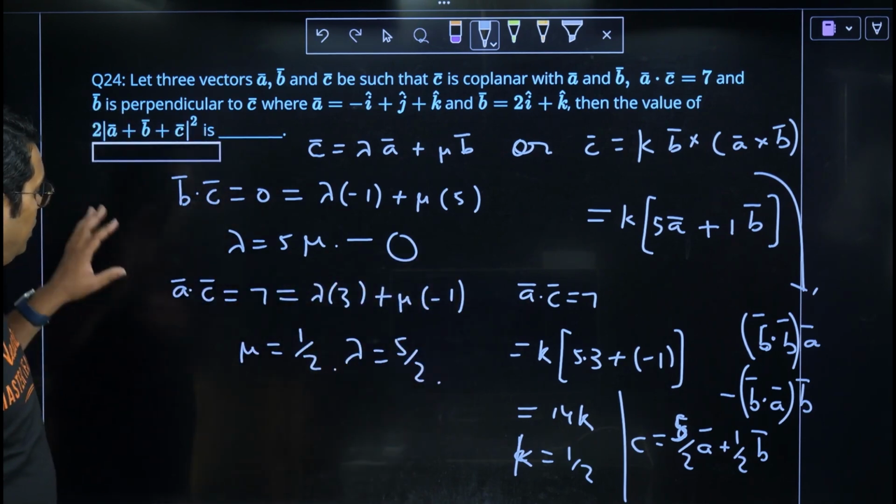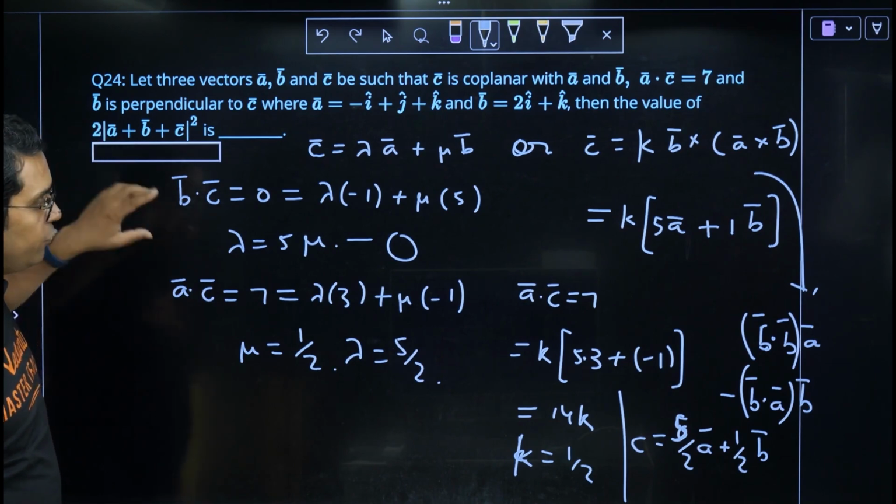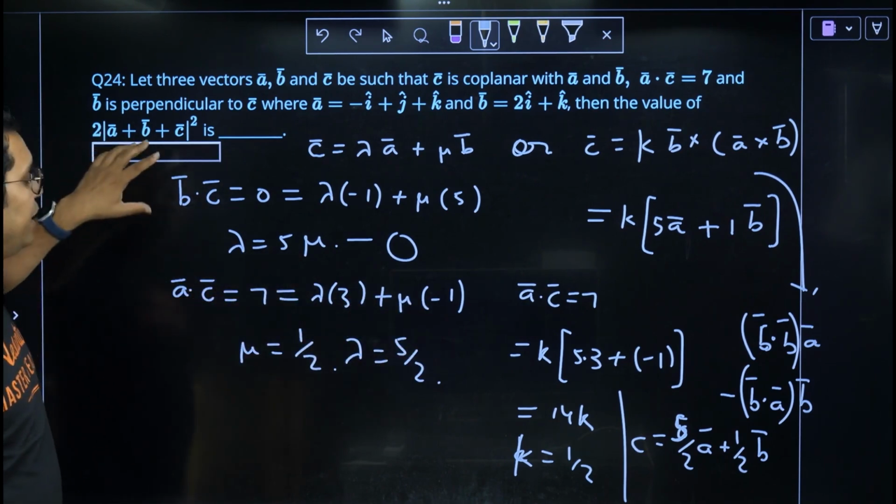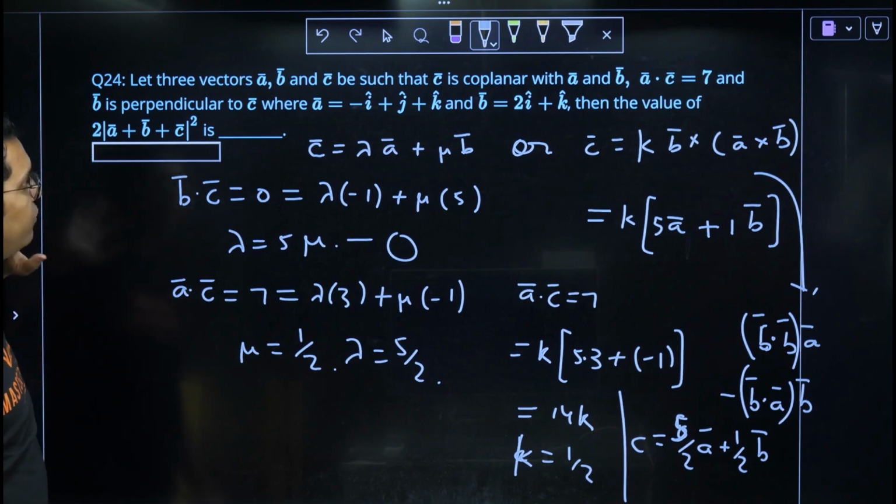Now we know these things, this c in terms of a and b, then I think a plus b plus c can be obtained, and multiplying by 2 you will get the answer. I think you can find the answer now.